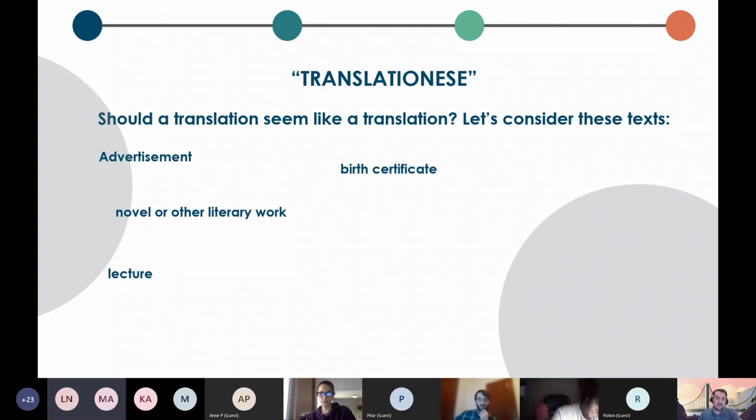Definitely not. Well, yeah, an advertisement has extra considerations. For example, maybe color schemes or cultural references have to be completely changed. And an advertisement would never be something that's simply translated. It would have to be adapted. A will. Should it seem like a translation?